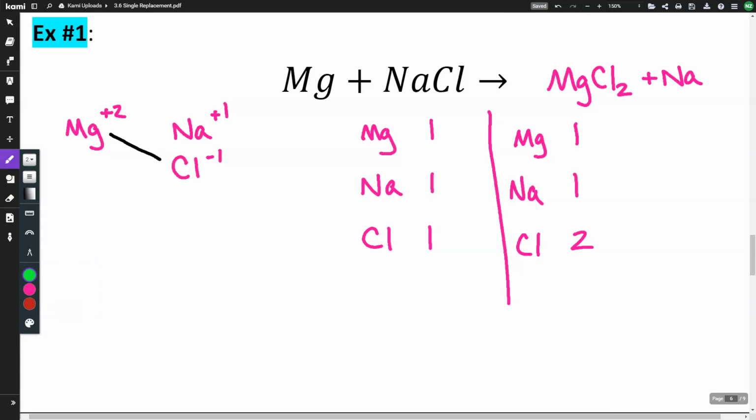So to balance this, I need to start with the chlorine. So let's put a 2 right here. That 2 distributes to the sodium and the chlorine. So this now becomes 2. And now I have 2 chlorines. So my chlorines are balanced, but now I need to go fix sodium. So on the left side, I have 2 sodiums. On the right side, I have 1. So if I put a 2 here, 2 times 1 becomes 2, and now I'm balanced.